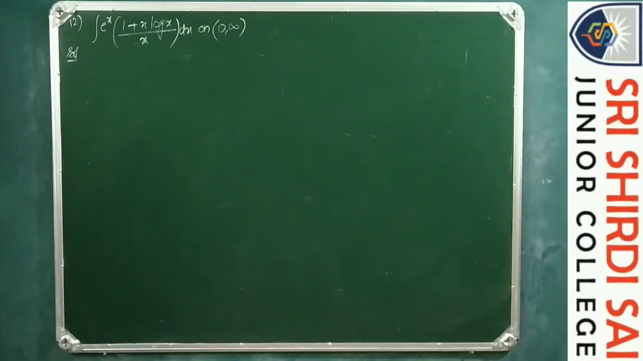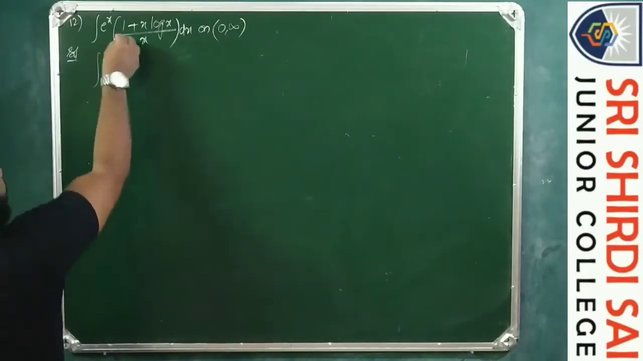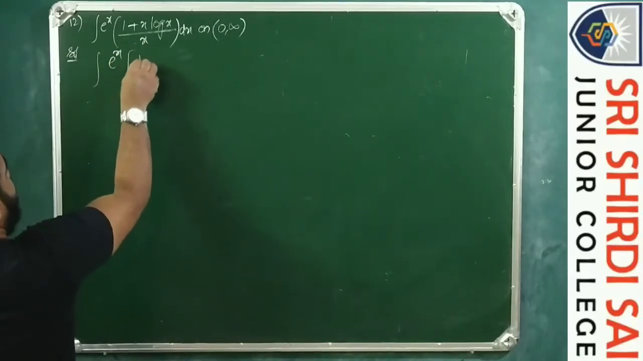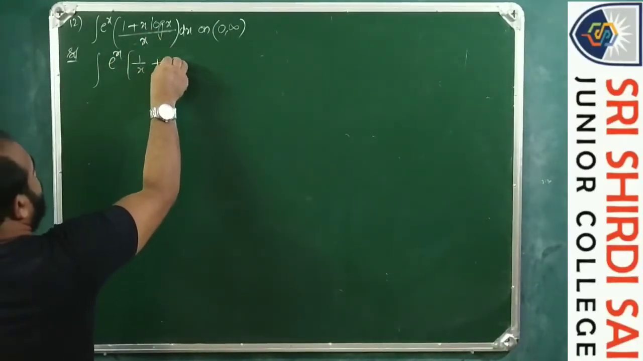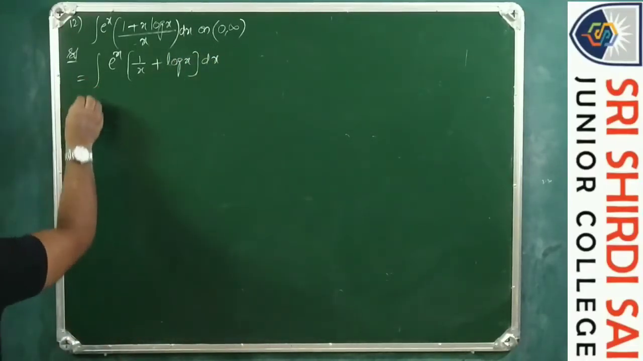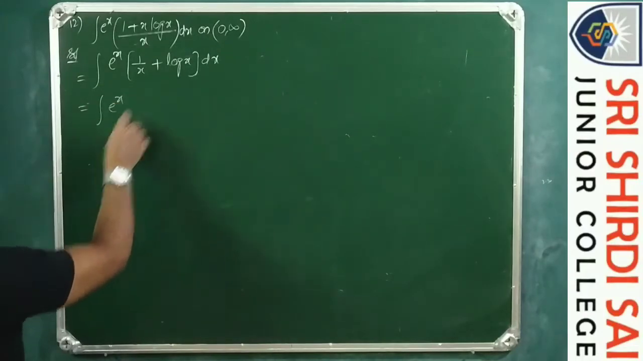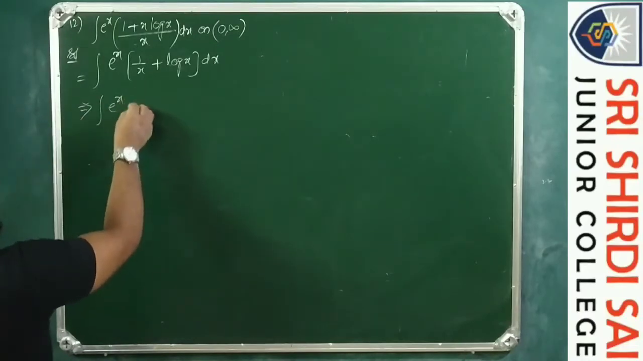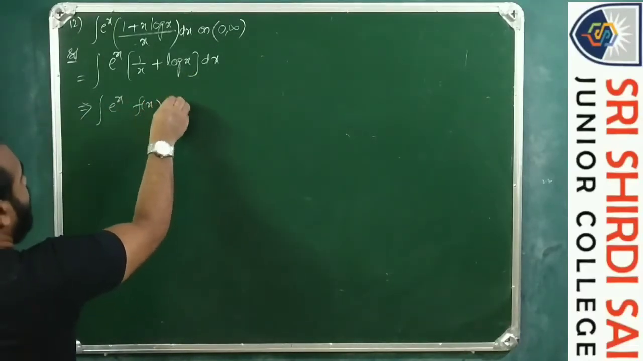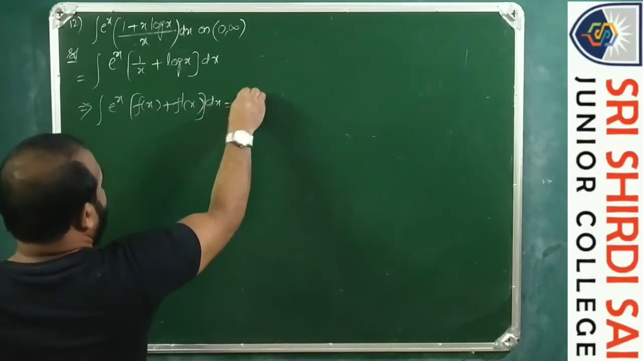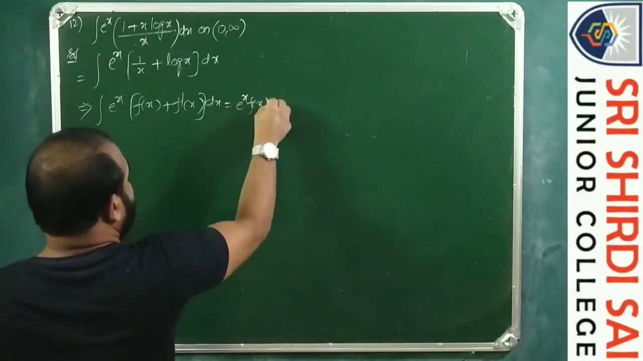Integral of e power x into 1 plus x log x by x dx on 0 to infinity. So let us divide x with both of them. So e power x into 1 by x plus log x dx. Now this is equal to e power x into log x, whose derivative is 1 by x. So this is of the form e power x into f of x plus f dash x whole dx. So it is equal to e power x into f of x plus c.